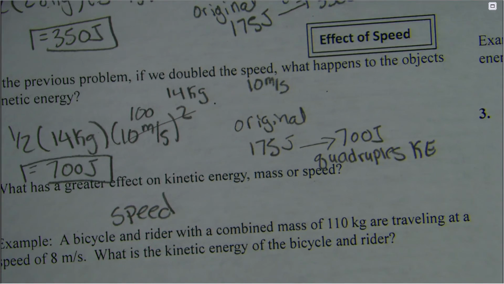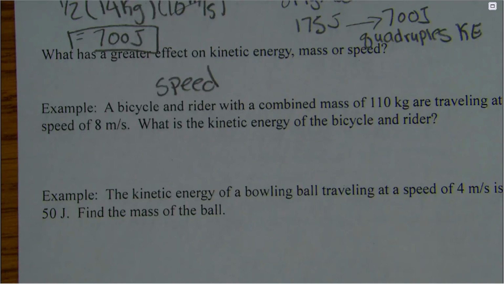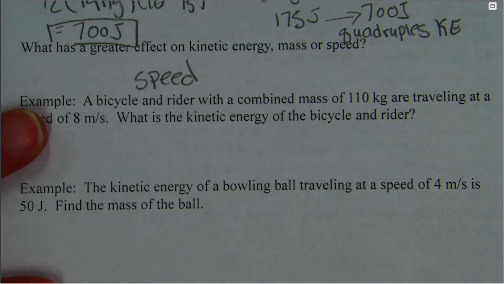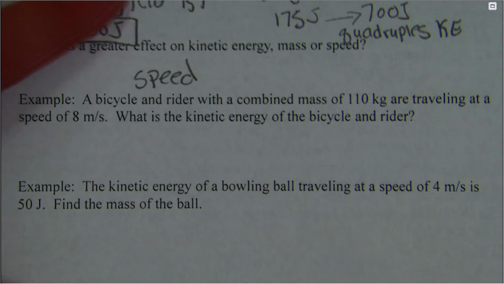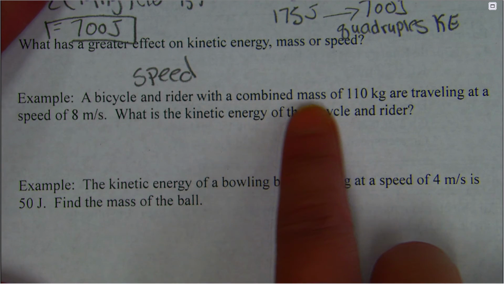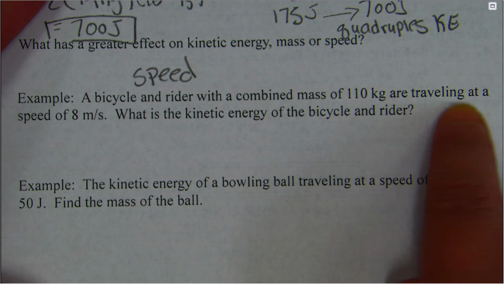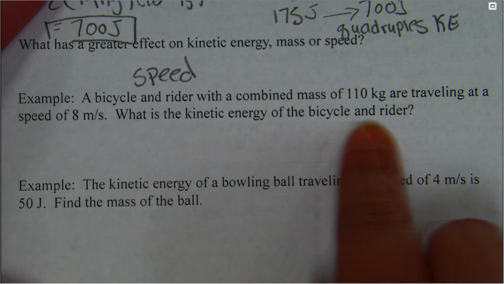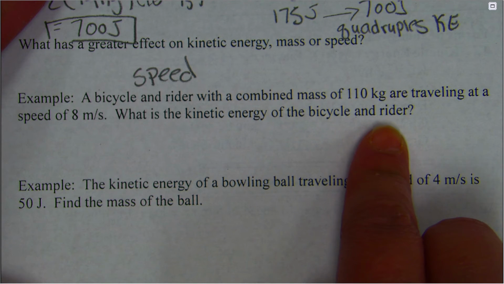What I'd like for you to do is pause the video and try these two practice problems. A bicycle and rider with a combined mass of 110 kilograms are traveling at a speed of 8 meters per second. What is the kinetic energy of the bicycle and the rider?